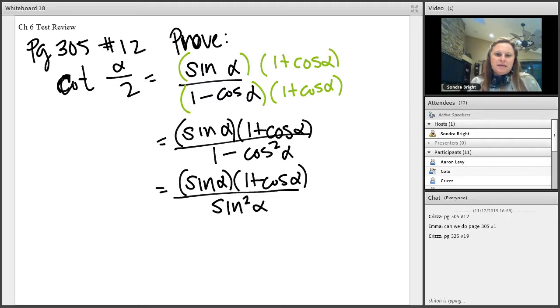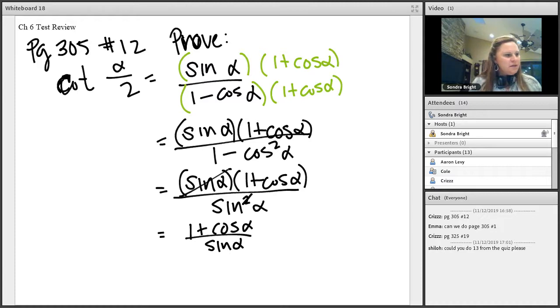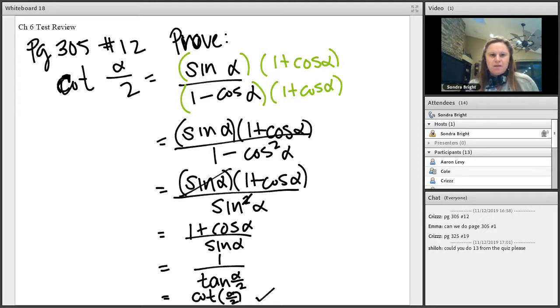And then that means that this sine up top will cancel with one of the sines in the bottom. And so that's 1 plus cosine of alpha over sine, which is the reciprocal of tangent of the half angle. And then that means that it's cotangent. Check. That would be, yeah, you'd have to use one of the identities for that one.